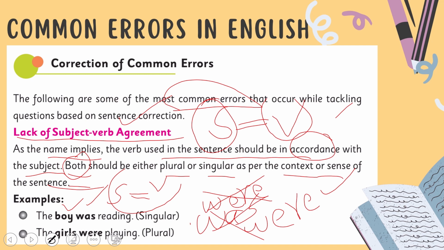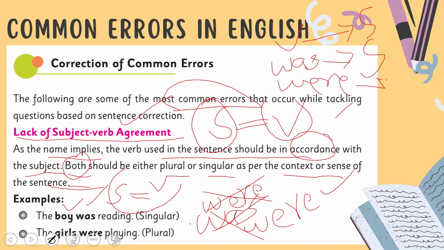No, because was is actually used for singular subjects, and were is used for plural. Were is used for plural. Was is used for singular. It's very easy. I'm happy if you already know this.